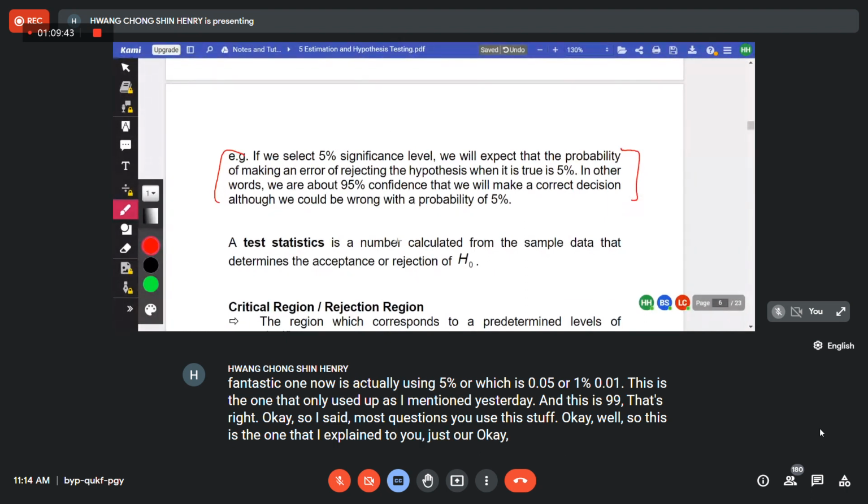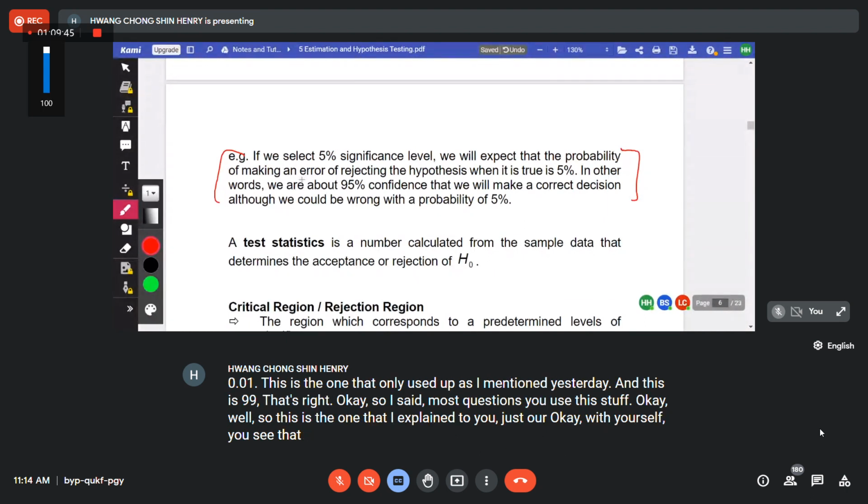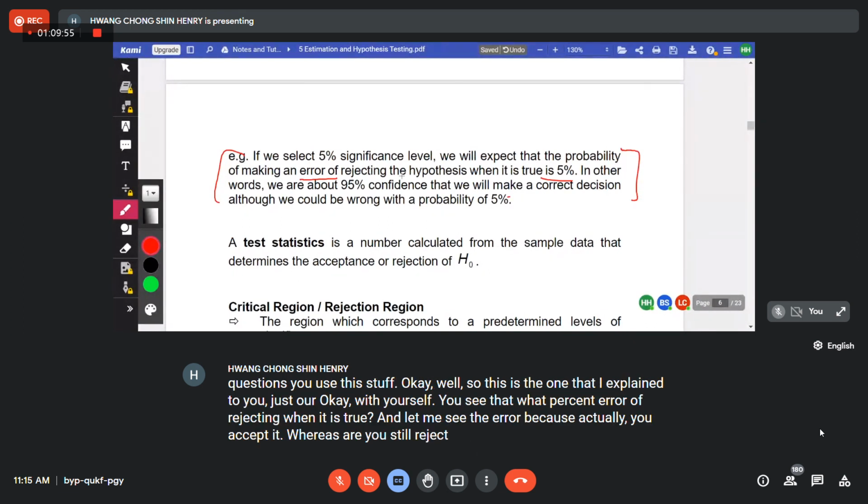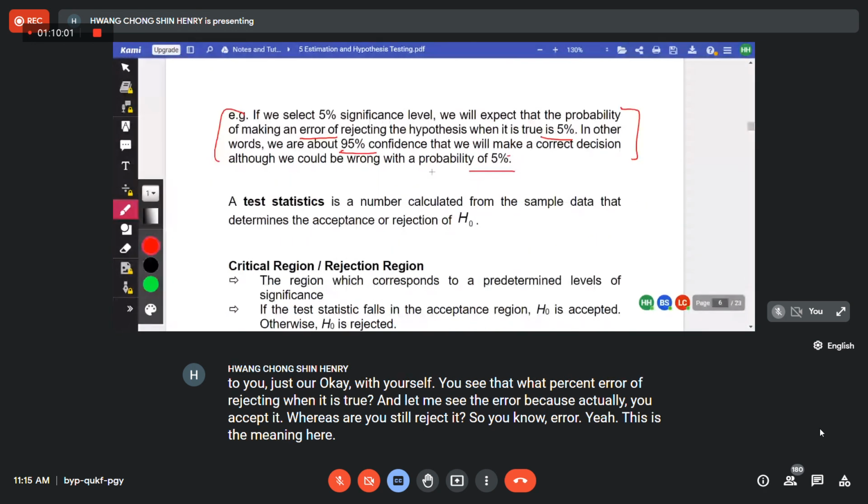Okay, now, this is the one that I explained to you just now. So you can read yourself. You say that 5% error of rejecting when it is true. Okay, that means you get the error because actually you accept it, whereas you still reject it, so you make an error. Yeah, now this is the meaning here. You can read yourself.